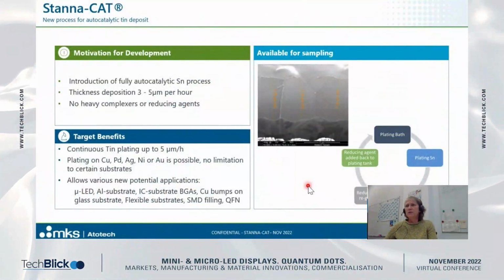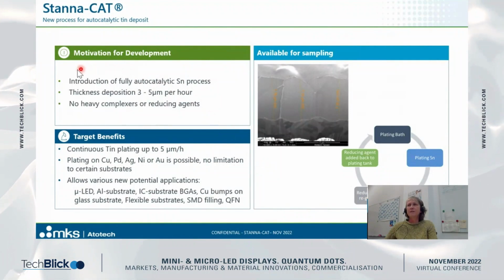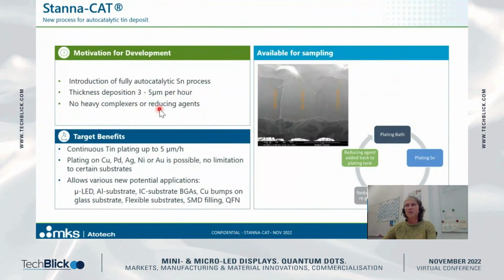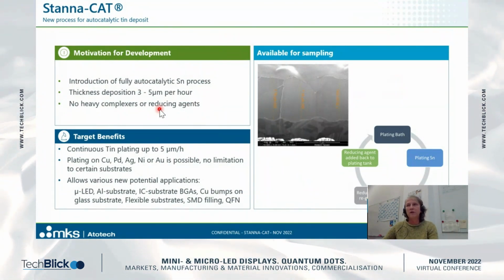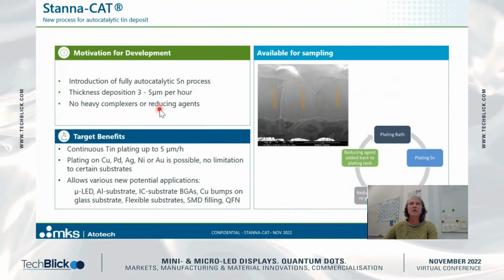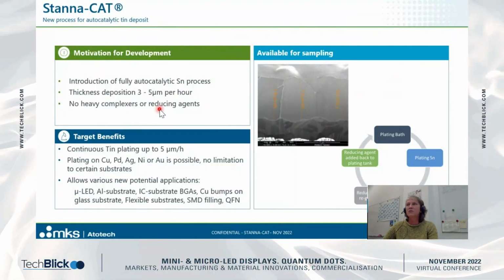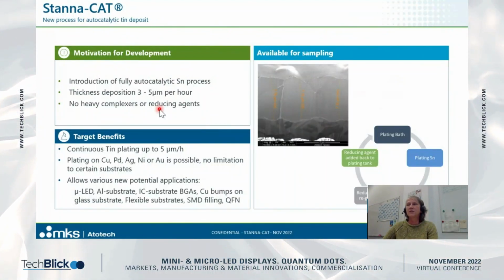So, a brief process description. As mentioned, the deposition is really fully autocatalytic. We have a reducing agent inside which provides the electrons for the tin deposition. We can deposit about 3 to 5 micron per hour, and there are no heavy complexing agents, no toxic substances in this electrolyte.